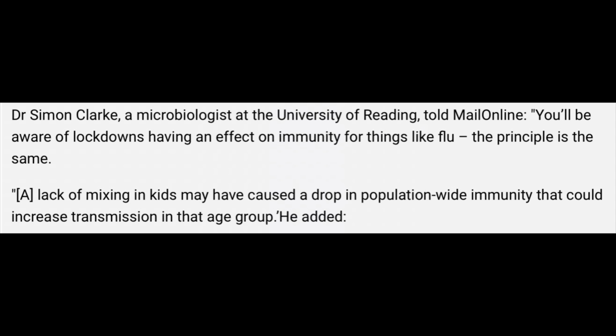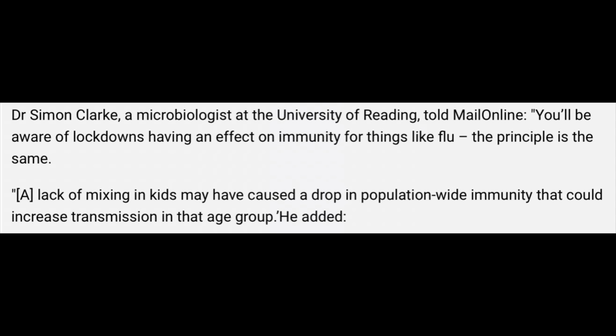There are many people in the medical and scientific field who subscribe to this hypothesis that children not having their regular mixing, regular exposures is causing problems now, and we are now seeing the effects of that. A microbiologist at the University of Reading said you'll be aware of lockdowns having an effect on immunity for things like flu. The principle is the same.